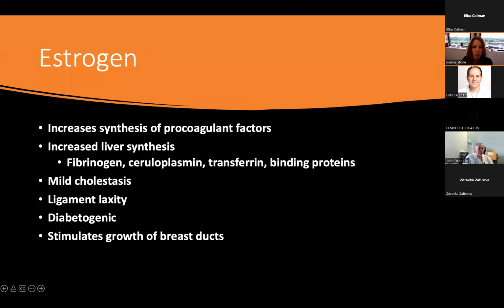Starting with estrogen: estrogen increases the synthesis of procoagulant factors. It increases liver synthesis of fibrinogen, ceruloplasmin, transferrin, and binding proteins for corticosteroids, sex steroids, and thyroid hormones. It can induce a mild cholestasis picture. It is responsible for some of the ligament laxity that occurs. It is related to the diabetogenic state, and stimulates the growth of the breast ducts as well.